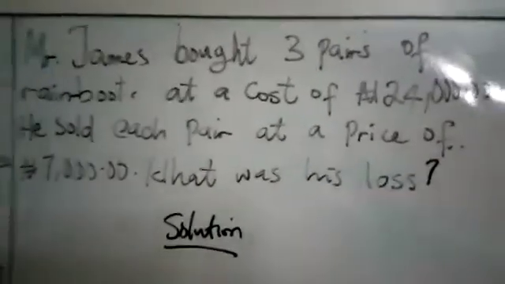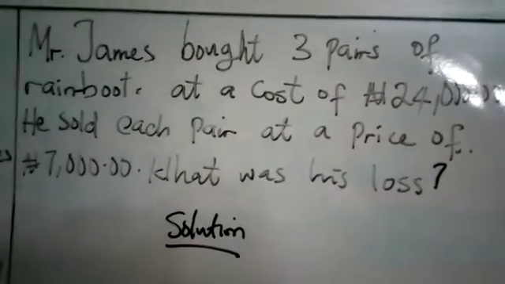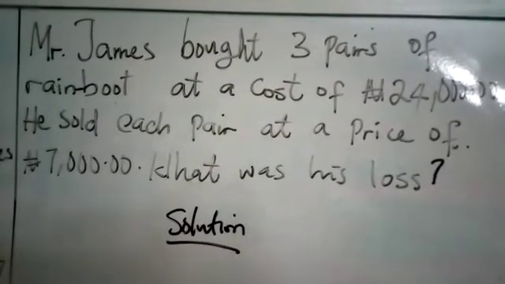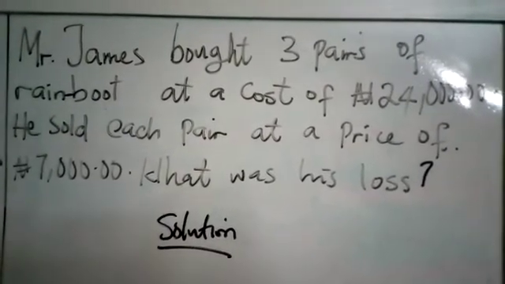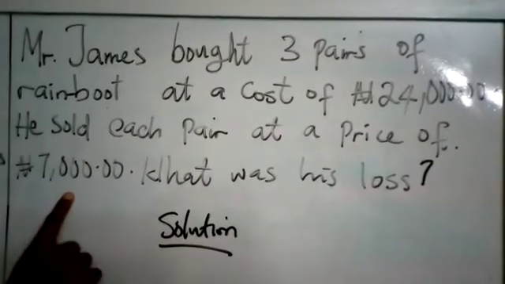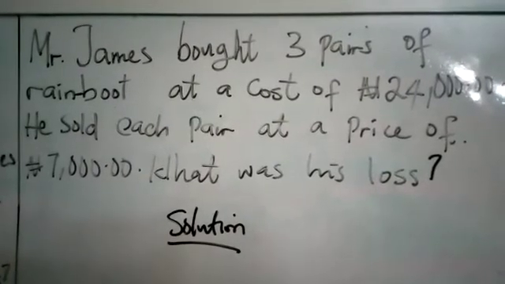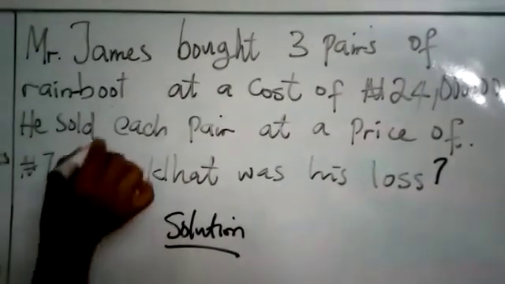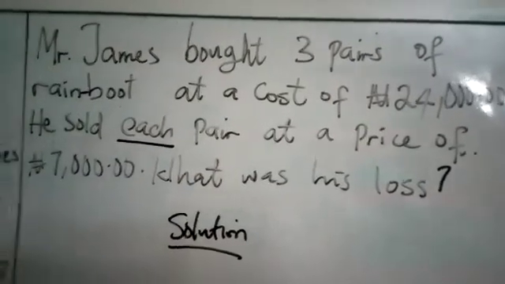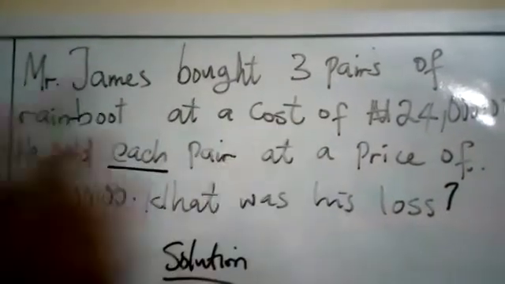Now let's go to the next example. We are looking at Mr. James. Mr. James bought 3 pairs of rain boots at a cost of 24,000 naira. He sold each pair at a price of 7,000 naira. What was his loss? One thing we must take note of in this question is the word each. Each means a unit price per one. That is a pair, and he had 3 pairs.